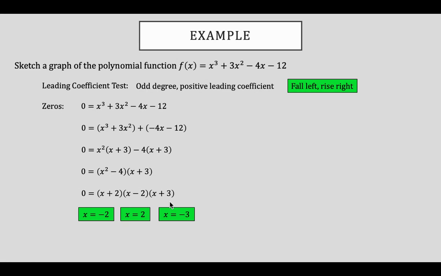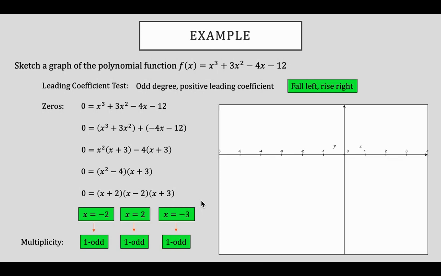Once we find the zeros, we need to identify the multiplicity of each zero. In other words, how many times does each zero or each factor occur? Well, in this case, each factor and each zero only occur once. That means each one has an odd multiplicity of 1, and an odd multiplicity of 1 means that the graph is going to go through the x-axis at that zero. So now we have enough information to sketch our graph.